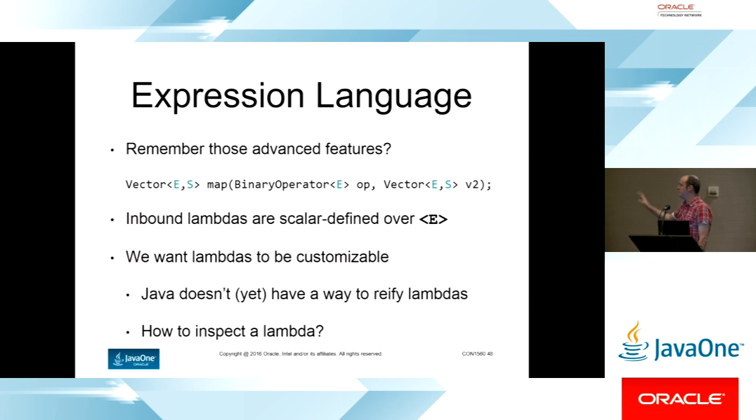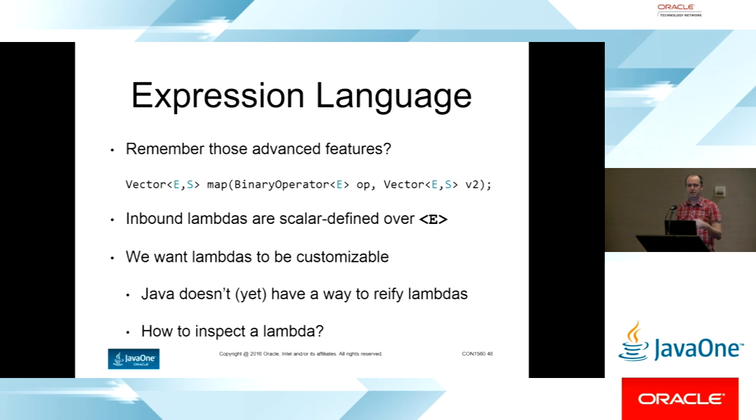So, all right, to step into the final leg of this talk, where the propeller hats come out a little bit. Remember those advanced features that I said not to think too hard about in this current iteration? Take map, for example. You have a binary reduction. You want to map a binary operator over two different vectors and reduce them. The inbound lambdas are scalar, defined over the element type E.